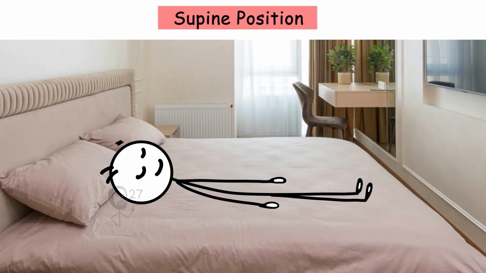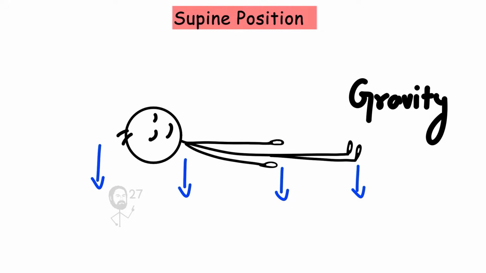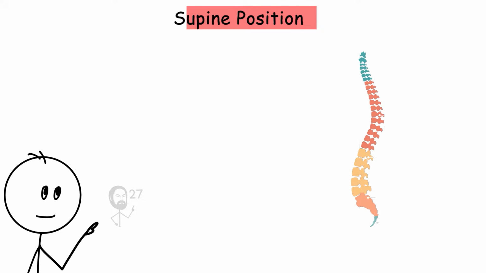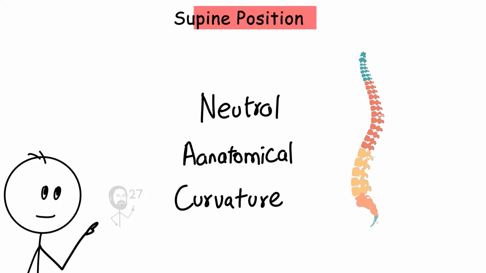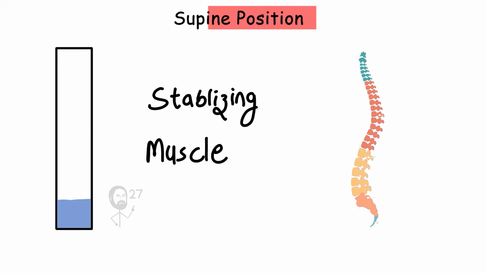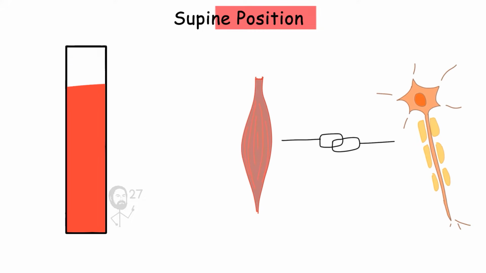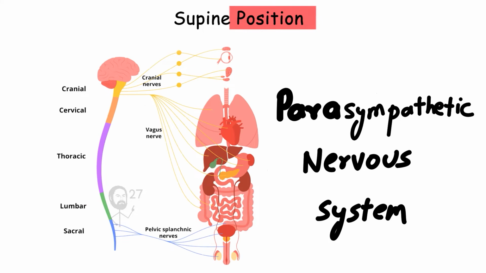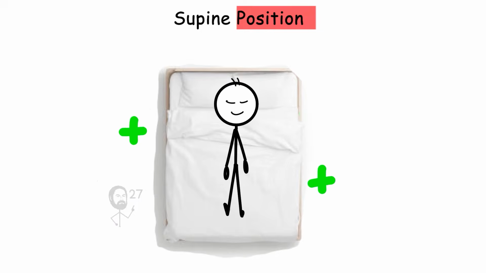Supine position. In the supine position, the body lies facing upward, placing gravity evenly along the posterior skeletal surface. This orientation keeps the spine close to its neutral anatomical curvature, reducing asymmetric joint loading and minimizing the need for stabilizing muscle activity during sleep. As a result, neuromuscular demand decreases, allowing sustained parasympathetic nervous system dominance that supports systemic recovery.